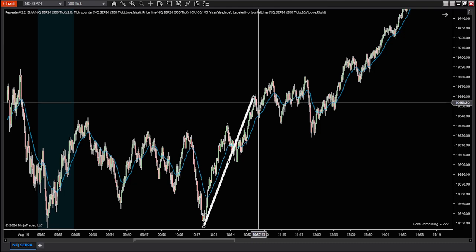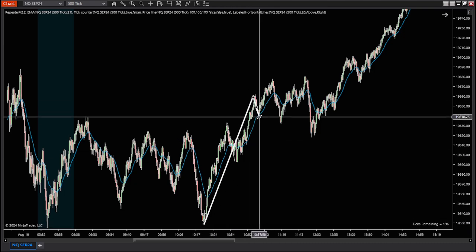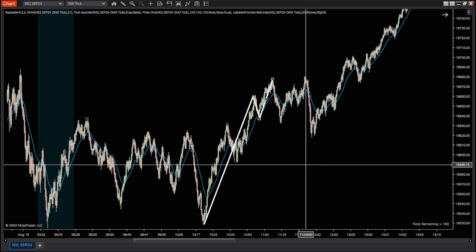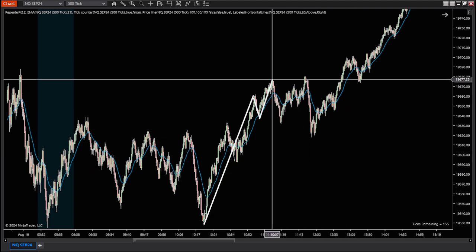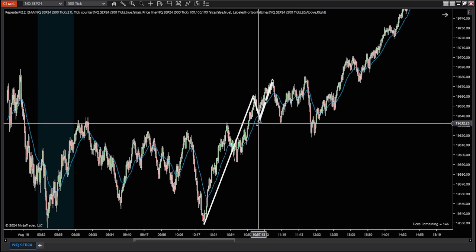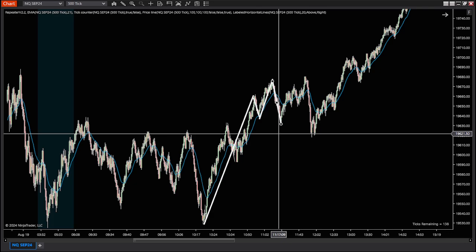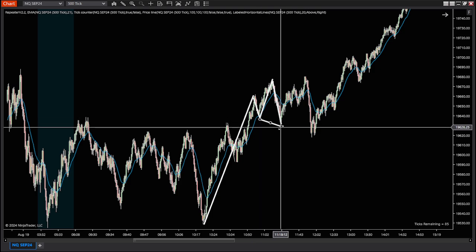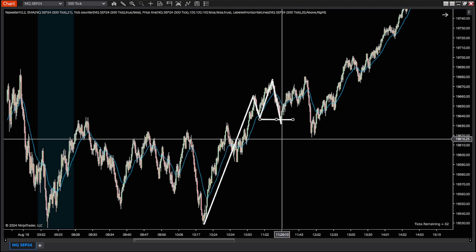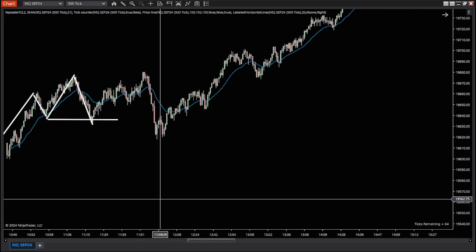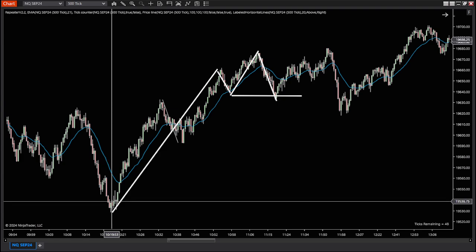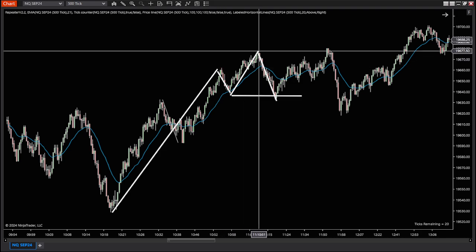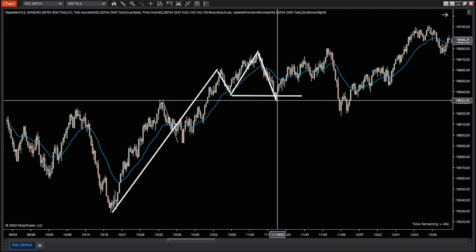We have a shallow pullback, and then we have a higher high. From here, we pull back below the shallow pullback. Here's the shallow pullback. We're below it. I'll zoom this in a little bit so you can see it better. See that? Strong move up, shallow pullback, higher high. We pull back below the shallow pullback.